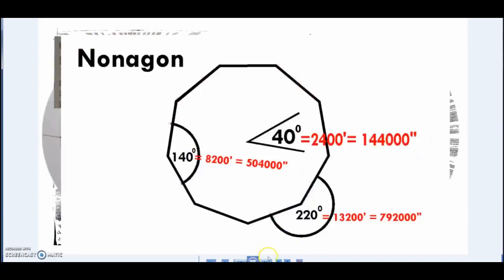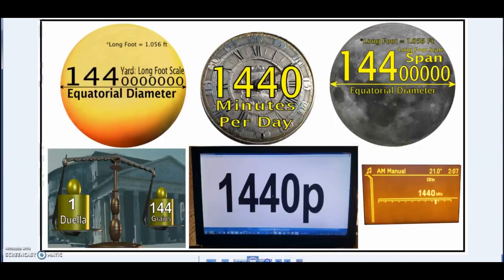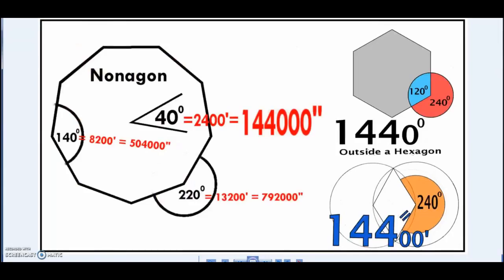Now the number 40 is 144,000 seconds, 40 degrees, that's the hard angle. Now I've covered this, so weights and measures, ancient ones, new ones, there are 1440 minutes per day, the sun, the moon, the long foot again being key to this based on the number 33.